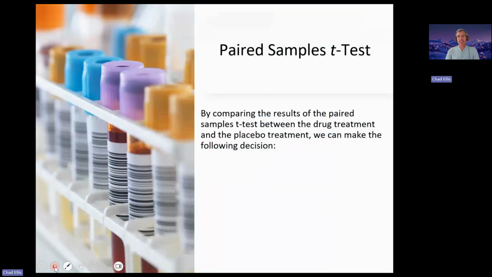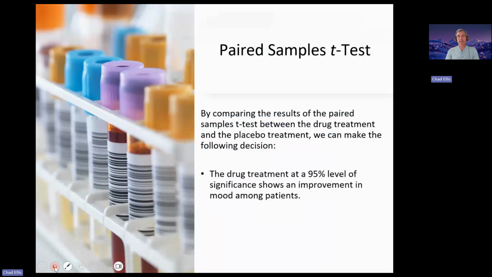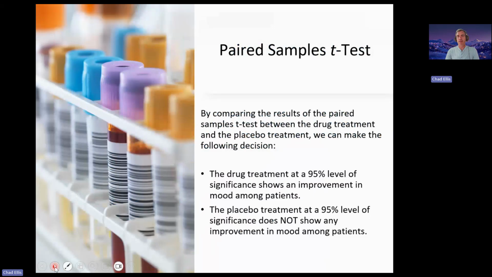So basically at the end, our conclusions can be made by comparing the results from the drug treatment and the placebo treatment. At the 95% level, the drug treatment shows an improvement in mood among the patients, but the placebo treatment at the 95% level does not show any improvement in mood among the patients.